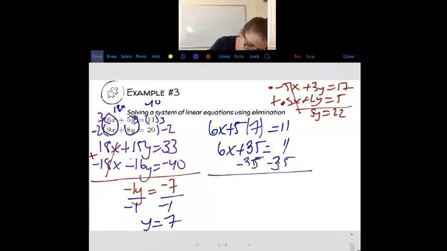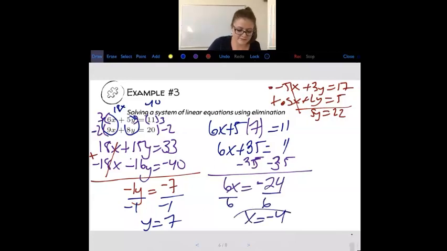So now we have 6x is equal to negative 24. And we divide both by 6 to get x is equal to negative 4. So we have x is negative 4 and y equals positive 7.